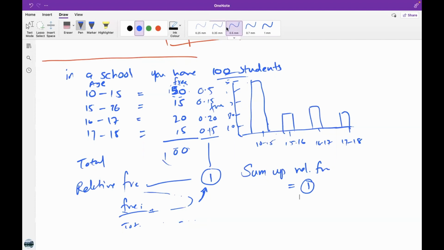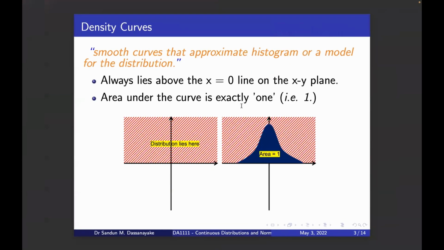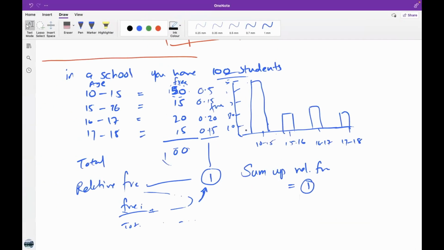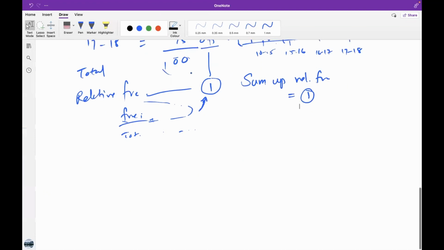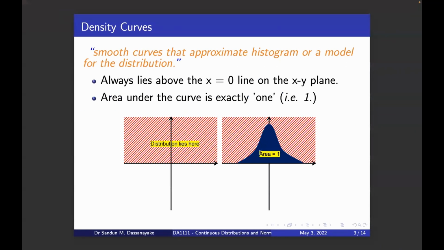Now, in the case of a continuous distribution, this is the same, but there's a slight difference because we have something called density curves instead of a relative frequency diagram. But the thing is, they are the same. For a discrete random variable, you'll have these relative frequency diagrams. In the case of a continuous variable, you'll have a density curve. So what is a density curve? A density curve is something that depicts the relative frequency in a given range.